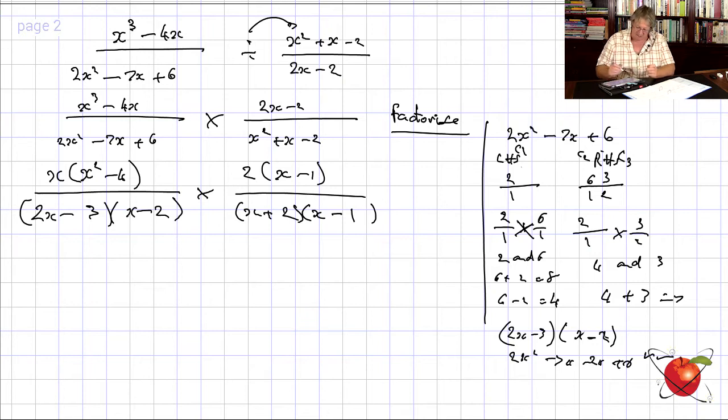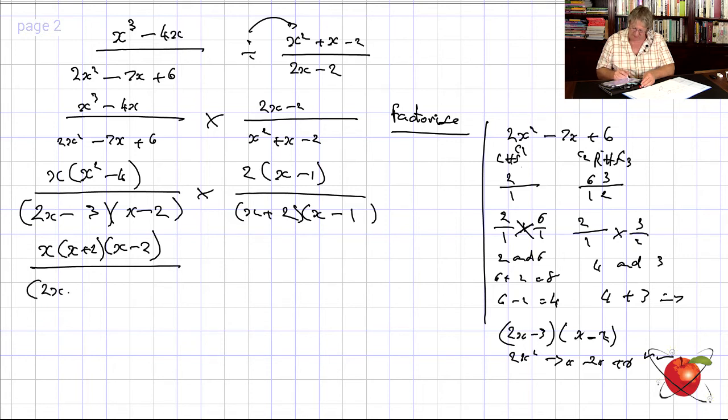Okay? Right. Now, but hang on. Let's have a look now. Now let's check. There's an x squared minus 4. That is what? It's difference of two squares. Right? So what do we say? That is x, x plus 2, x minus 2, all over 2x minus 3, x minus 2, times 2 times x minus 1. And over here, I've got x plus 2, x minus 1.